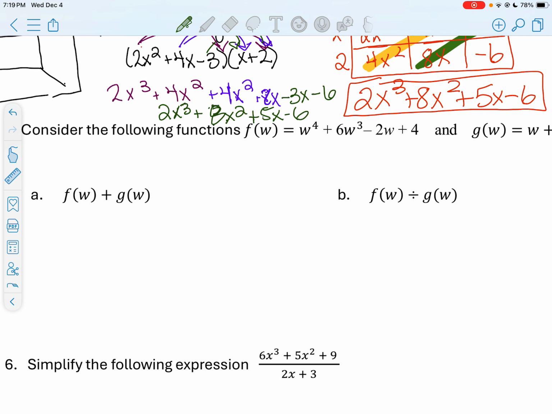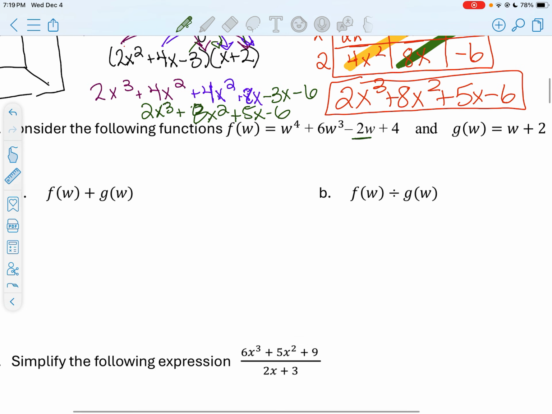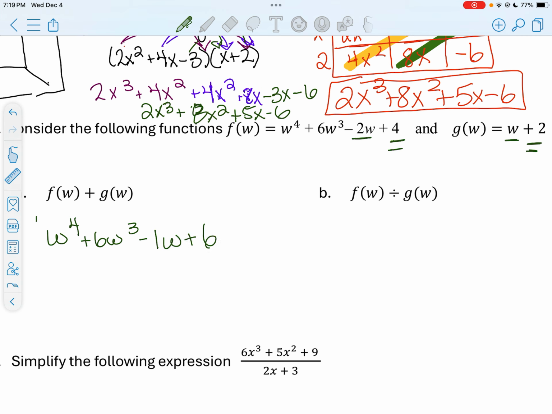Let's see. When I take a look, I have a negative 2w and a w. Those are like terms. I'm going to combine those. Now I have a 4 and I have a 2. Those are like terms, so I'm going to combine them. So what I have left is w to the fourth plus 6w cubed. See, negative 2w plus w, that is a negative 1w. And 4 plus 2 is 6. Once again, we're just adding our like terms here.